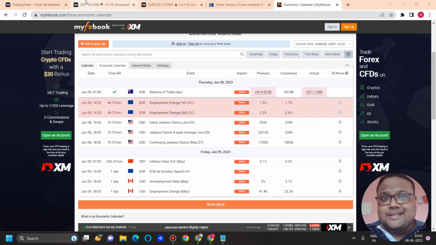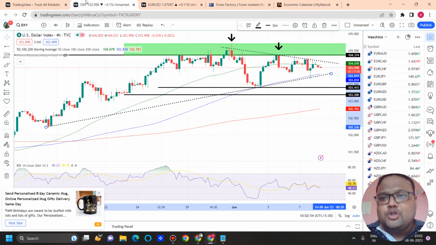Okay, so let's get started. First of all, let's look at the chart of DXY. We can clearly see that DXY is still inside the symmetrical triangle pattern. As we have already discussed yesterday, a symmetrical triangle is a bilateral pattern. Bilateral pattern means a breakout may come towards the upside as well as towards the downside. We cannot be sure of it.